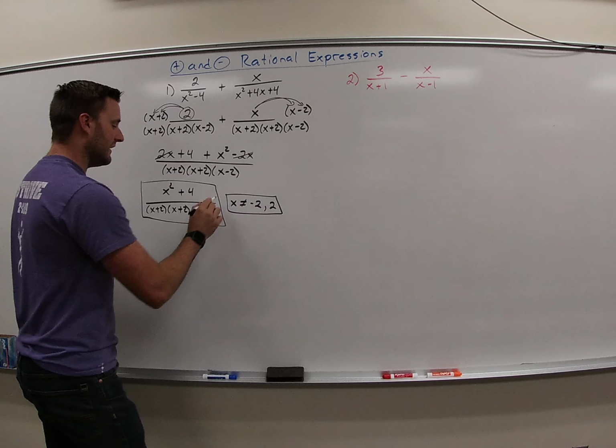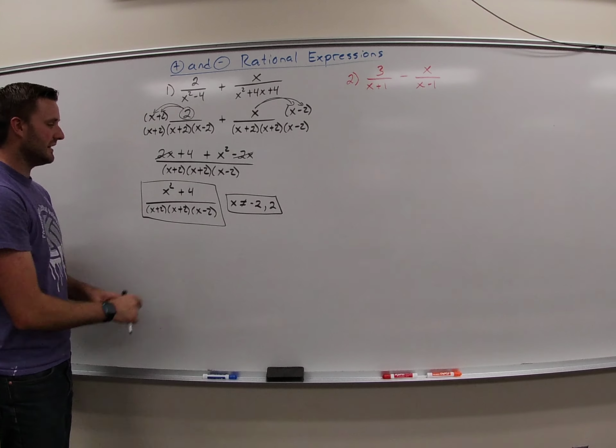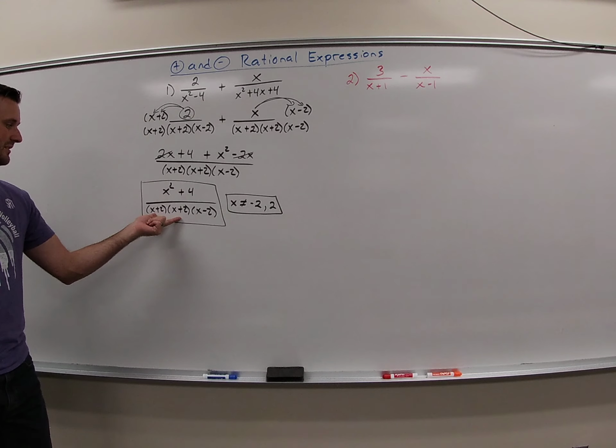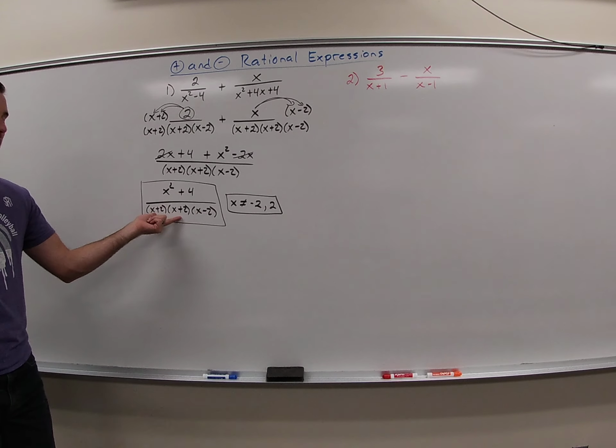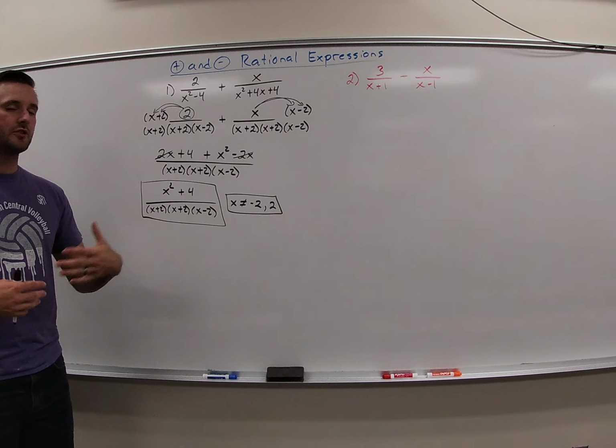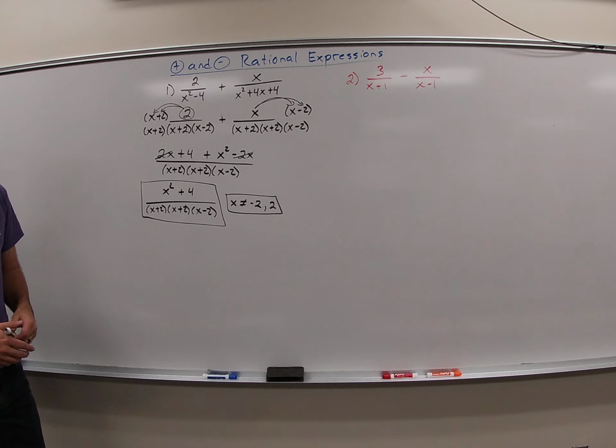Now you might wonder, okay, hold on, you have 3 sets of parentheses, but you only have 2 restrictions. It's because we have this double root here, this double factor, so negative 2 would occur twice. If you wrote it twice, it wouldn't be wrong, but you don't have to write it twice.